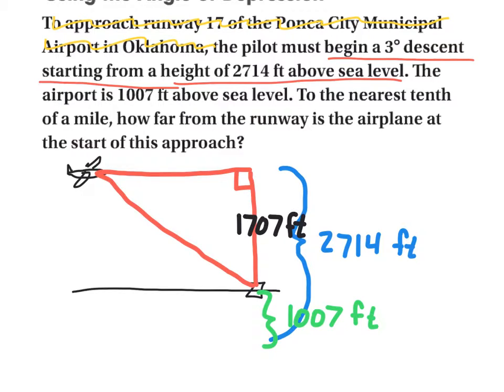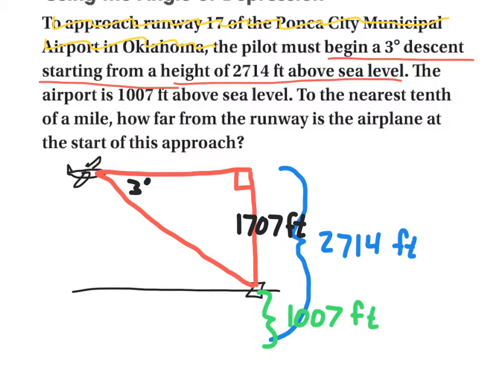Okay, good. Well, next, we have more information. We know it's a 3-degree descent. So if they're flying horizontally and they start to descend, what type of angle is that? Angle of depression. This is a 3-degree angle of depression. We want to know, to the nearest tenth of a mile, how far from the runway is the airplane at the start of the approach. So here's the question.